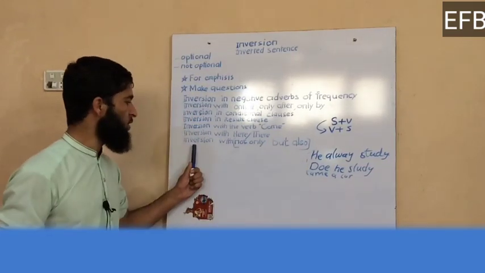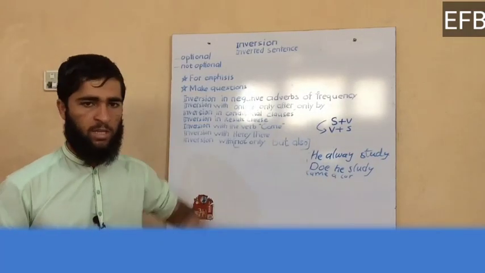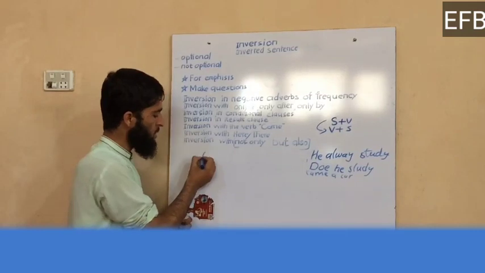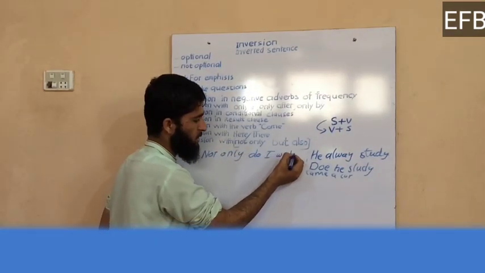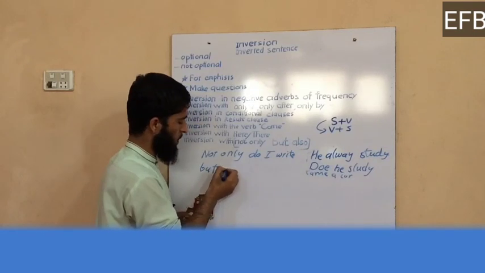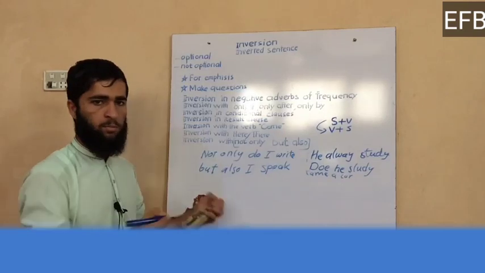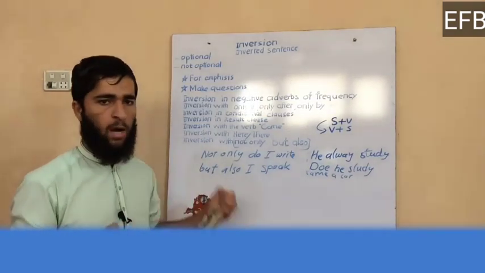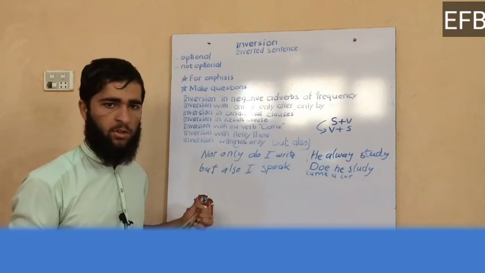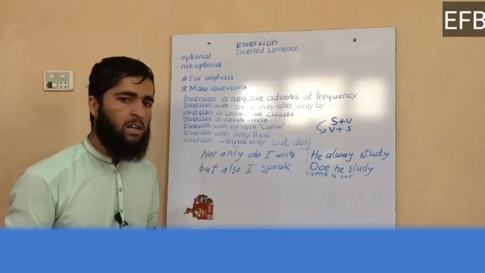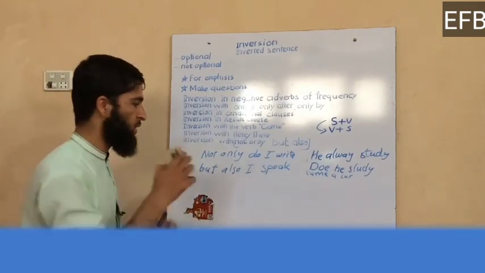Now let's talk about inversion with not only but also. The same structure is followed, verb plus subject. For example, for the tense, you could use the present simple, the past simple, whatever you want. Whatever sentence is your favorite, you could use. So it's all about inversion. I hope you understand and you learn about inversion.